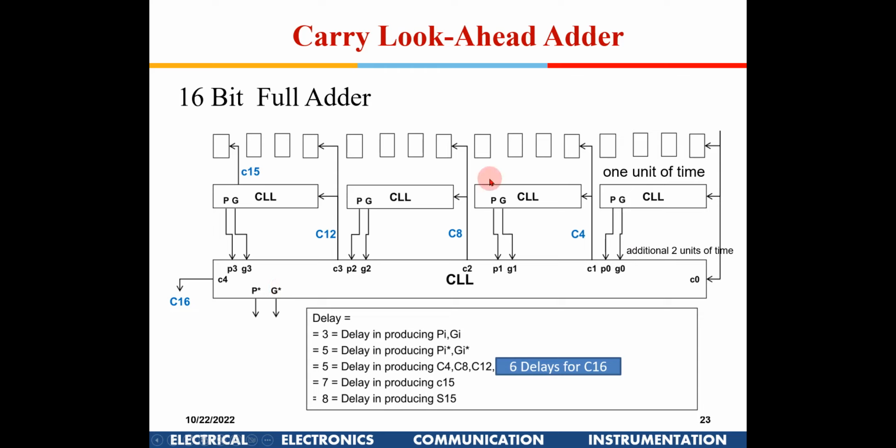Now if you see here, 1 gate delay here, 2 gate delays here, so 3 gate delays are required to give PI, GI. PI, GI is nothing but the input to this particular cell. And the output from this particular cell will take another 2 gate delays. So this will become 5 gate delays. Is this first part clear to all of you?